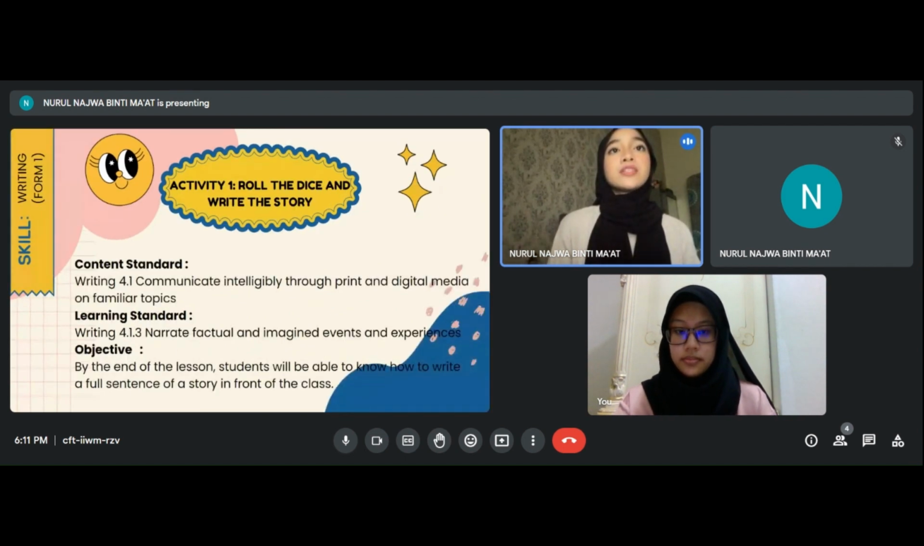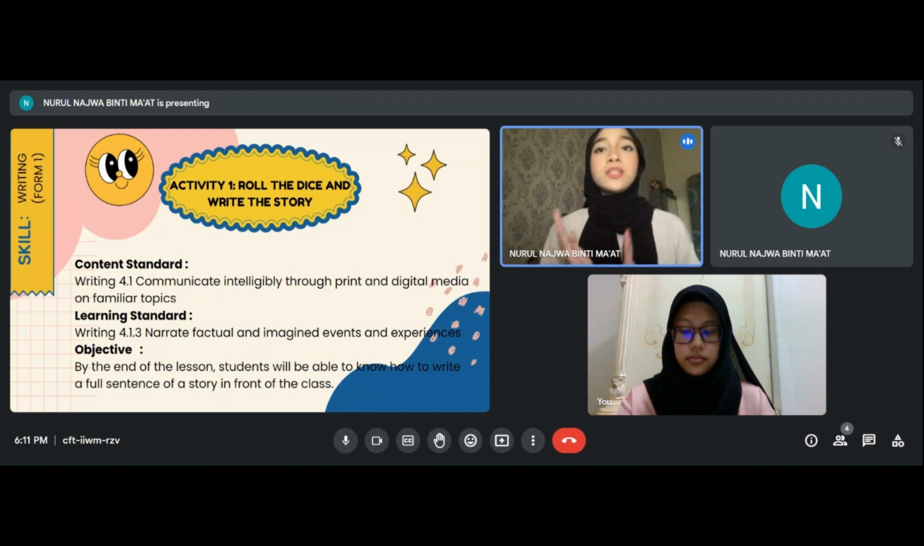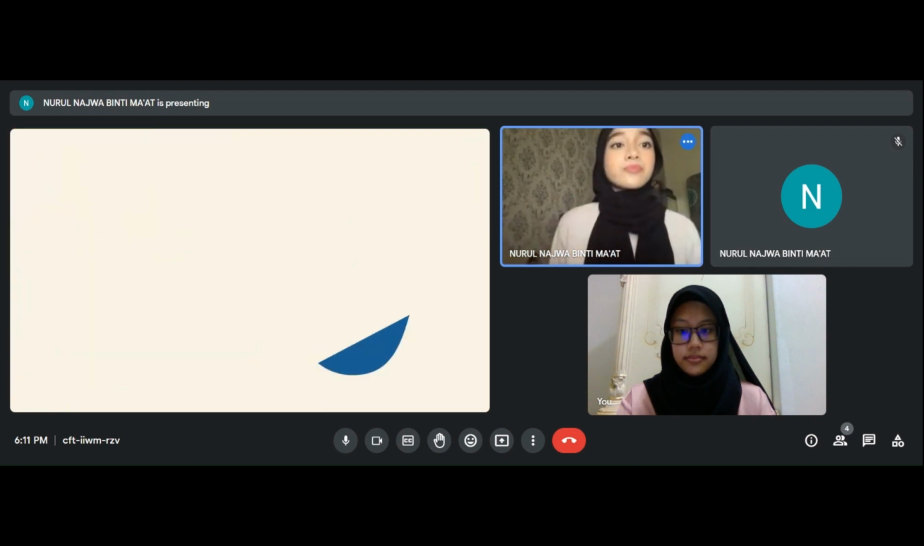Okay, so this is the first activity, which is called roll the dice and write the story. The content standard that we have chosen is writing 4.1, communicate intelligibly through print and digital media on familiar topics. And for the learning standard, writing 4.1.3, narrate factual and imaginary events and experiences. The main objective of this activity is that by the end of the lesson, students will be able to write full sentences of a story in front of the class.